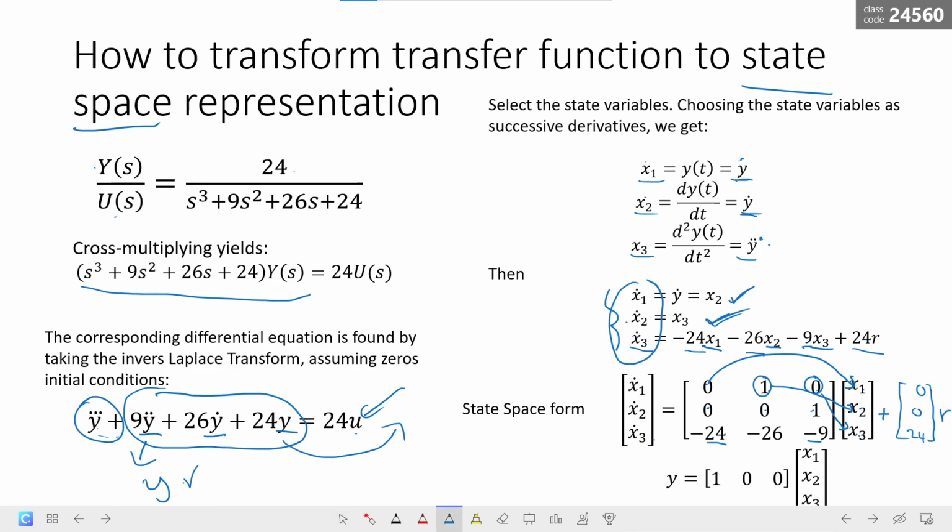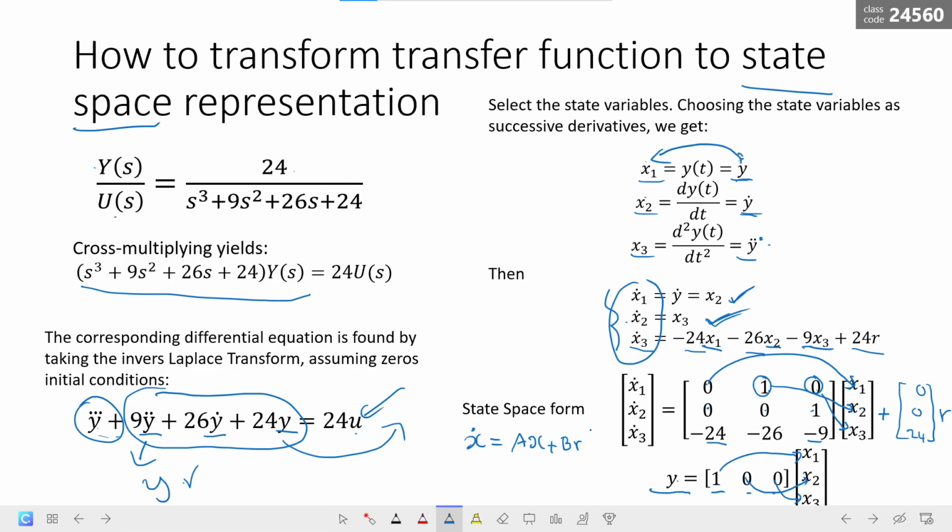So for the output equation of the state space representation, y is what? Y is h1. So you get 1, 0, 0 like this, because 1 times h1 is h1, and then 0 here times h2, 0 here times h3, right? So why do we write this form? Because the compact form would be h dot equal to A h plus B r.